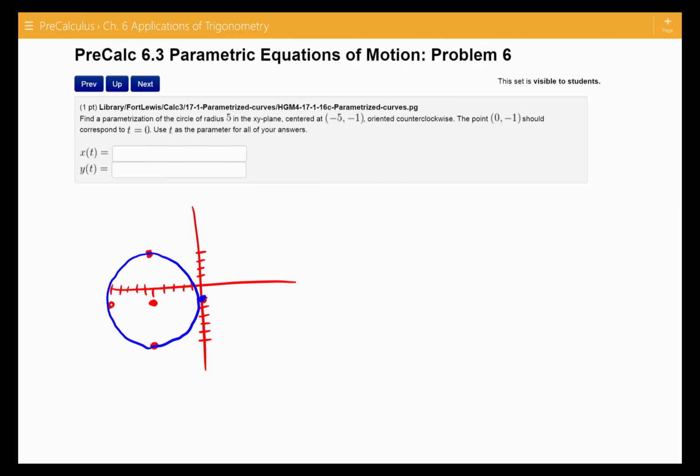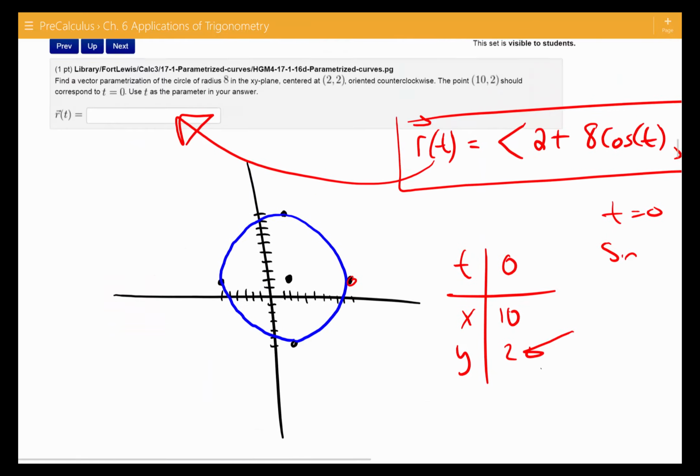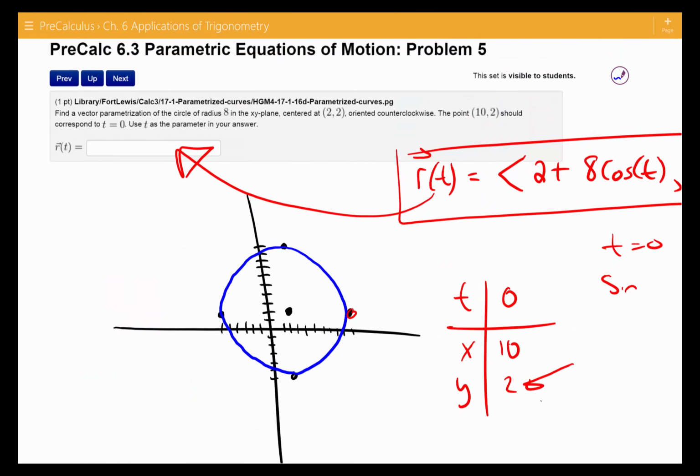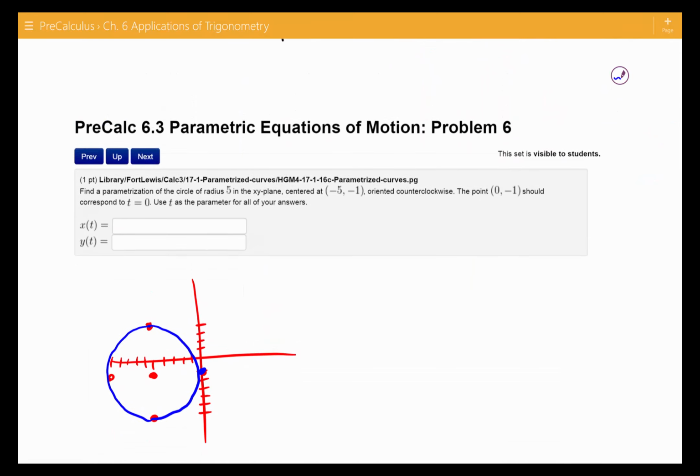Okay, the next problem is very similar. Only this time we're not going to give it as a vector equation. We're going to give it as parametric equations in terms of x and y. So these are like the x and y components, and they both vary in terms of t.